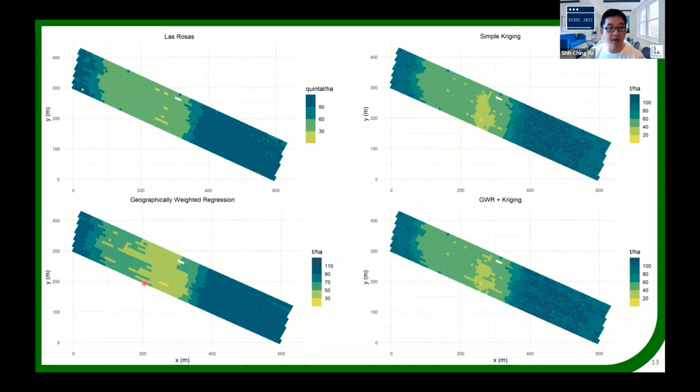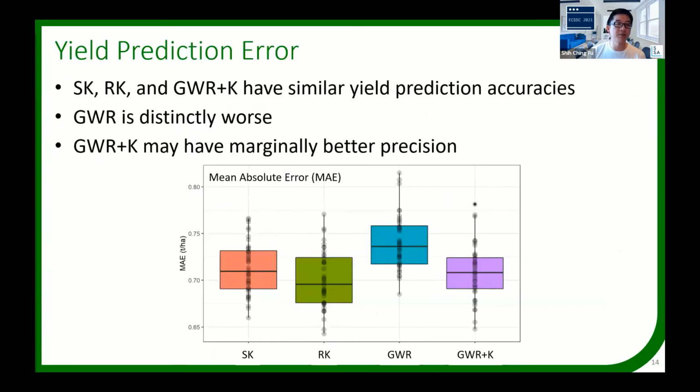However, once we add back in the Kriged residuals, we get a much better result, which we see in the bottom right. So numerically speaking, if we look at box plots of the mean absolute error, we see that aside from GWR, which is significantly worse, as we saw from the previous slide, all the other techniques have similar prediction accuracies. We might have a hazard guess and say that perhaps the precision of GWRK is a little bit better, given how narrow the IQR is, but that's just me speculating and perhaps being hopeful.